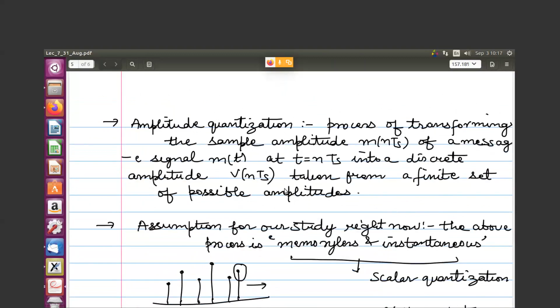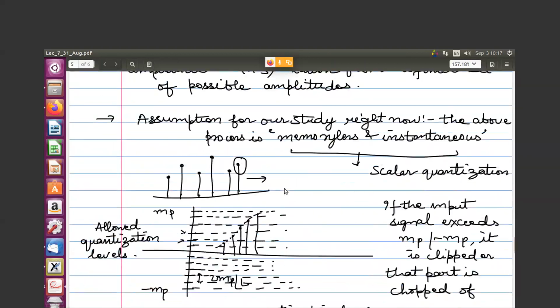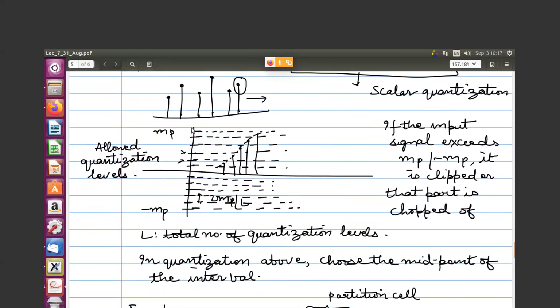Now this is a very important step because we are coming very close to the start of digital communication. I gave an example. Let us say there is a device which takes the minimum amplitude as minus mp and the maximum as mp. That is the range of amplitudes which it can accept, which it can process.